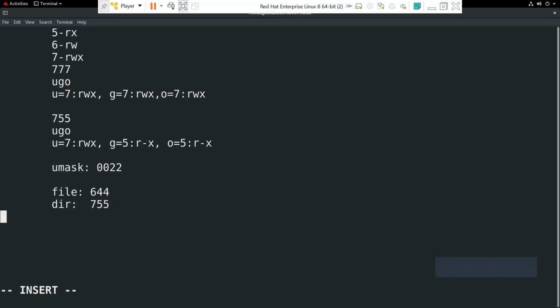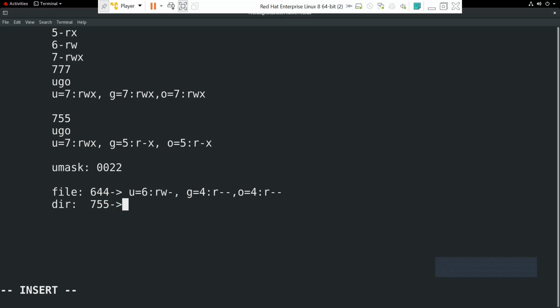Here, which means what? The file is having these permissions. Now you can tell me. User is equal to 6. So 6 means read and write permission, no execute permission. Next group value is 4 here, which means only read permission, no write and execute permission. Next others, that is also 4, which means only read permission, no write and execute permission.